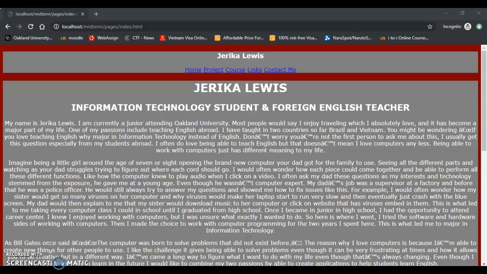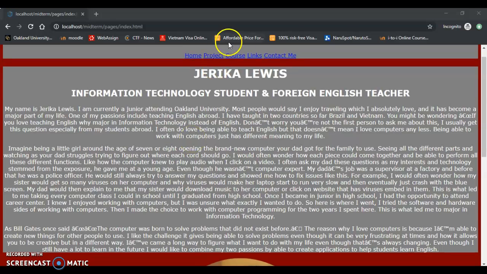and CSS. So up top, I have my navigation bar, which when you hover over it, it turns black. And then up here, I have my name and my major, and also as a hobby, I'm also a foreign English teacher. And then right below that, I have my About Me, which says I attend Oakland University.